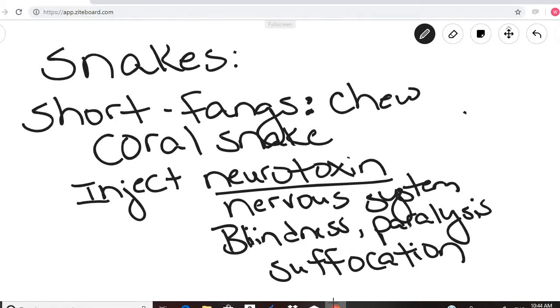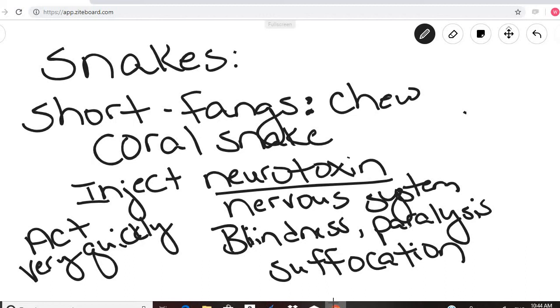The neurotoxins act very quickly. So if an animal is bitten by a short-fanged snake that injects neurotoxin, you begin to see effects very quickly. So the coral snake is one example of a short-fanged snake. Then another example is the long-fanged snake.